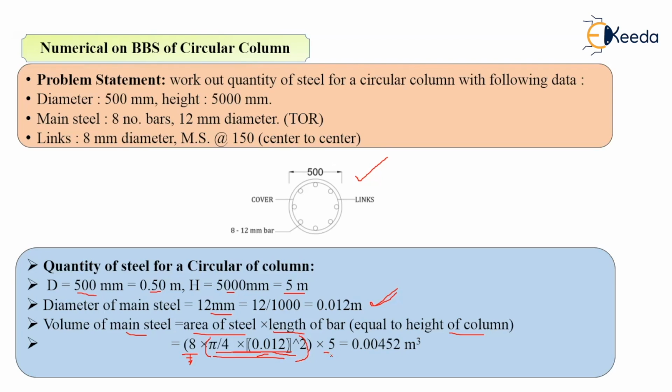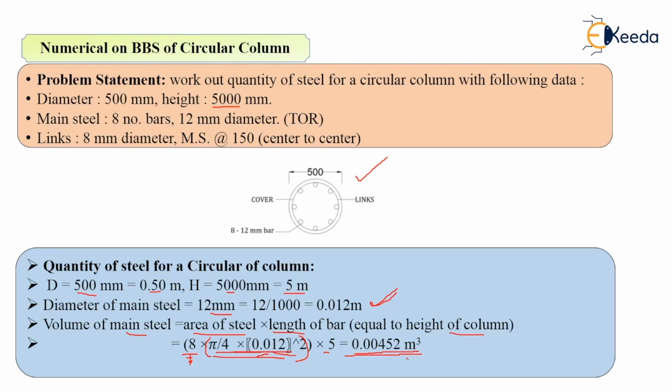And they have not mentioned whether extra length of bar has to be added or not. So just this length will be there. So the formula will be 8 into pi by 4 into 0.012 square into 5. This pi by 4 into 0.012 square is the area, 8 is the number and 5 is the length of bar. So which comes as 0.00452 meter cube. This is the volume of main steel.